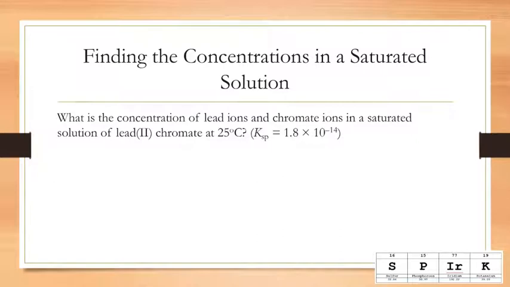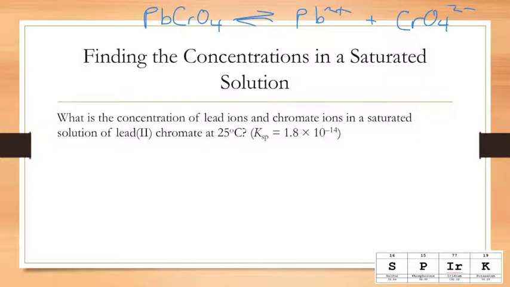So what is the concentration of lead ions and chromate ions in a saturated solution of lead-2 chromate at 25 degrees Celsius? So let's first think about what our equation is. When we take lead chromate, which is PbCrO4, and dissolve it in water, it's going to break up into its two ions, Pb2+, and CrO4 2-.